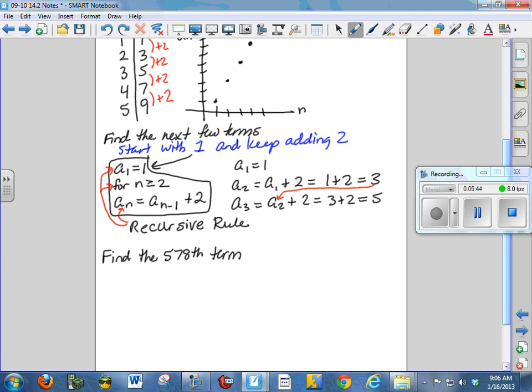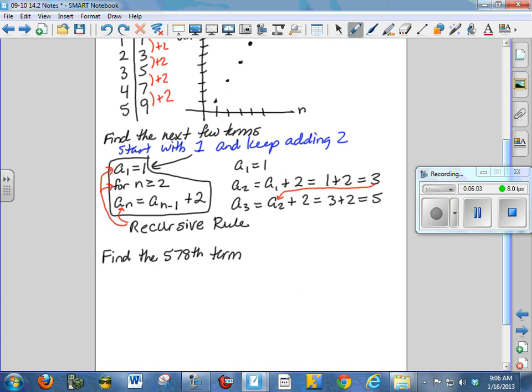The disadvantage, however, to the recursive rule is, what if I want to find the 578th term of the sequence for some reason? I don't really want to have to find the 577 terms before it in order to get to the 578th. That would be a very tedious process, although a computer does this very quickly.